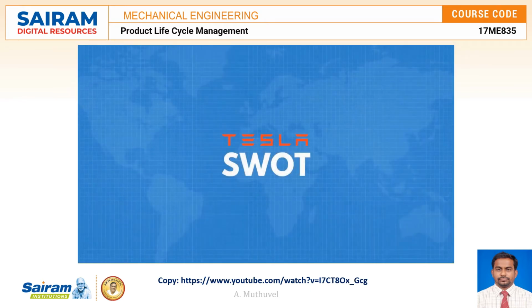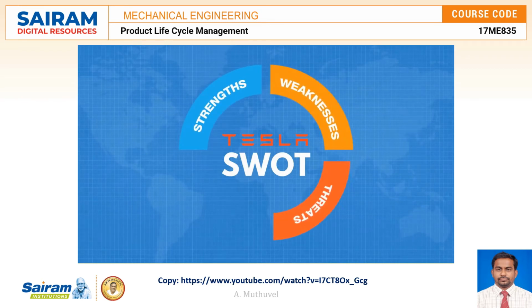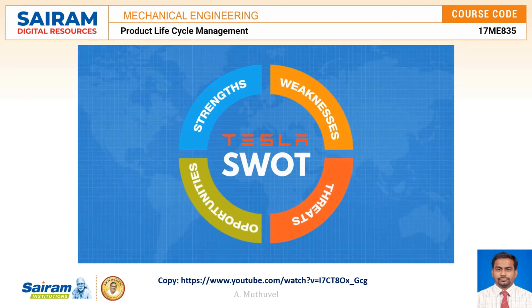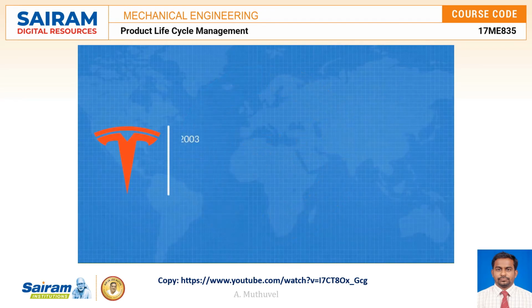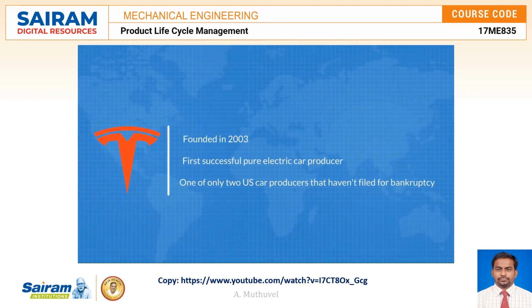Okay, great. In this video, we'll use the SWOT framework to analyze Tesla and organize our thoughts about the company. Hopefully, a 360-degree analysis of its strengths, weaknesses, opportunities, and threats will improve our idea about the firm's future outlook. Tesla was founded in 2003 and is on the mission to become the first successful pure electric vehicle producer in the world. Also, it aims to be one of 2 U.S. auto producers that have not filed for bankruptcy, the other one being Ford.